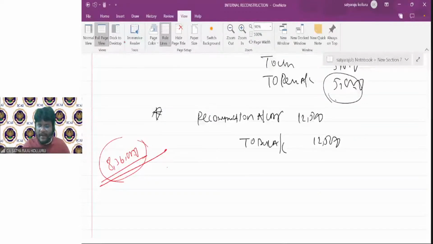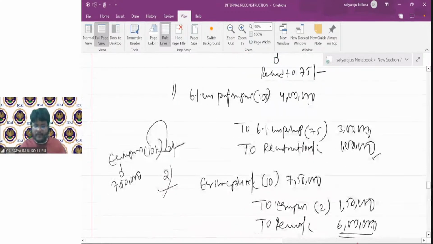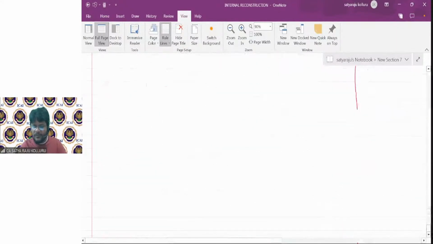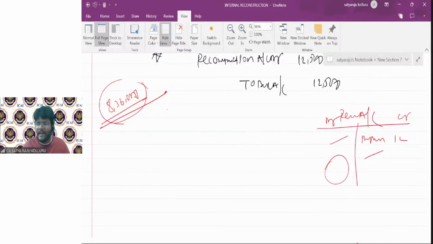Actually, for the time being, I calculated with a calculator. But in the exams, don't do like that. You should open the reconstruction account. For example, in the first entry, what is the entry? 6% cumulative preference share capital to reconstruction. Only reconstruction impact. Go to reconstruction, put it as by preference share capital, 1 lakh. Like that, each and every component, credit and debit, you should work out. Then if you close the reconstruction account, you know how much balance is there. Like that, you are getting 8,36,000.